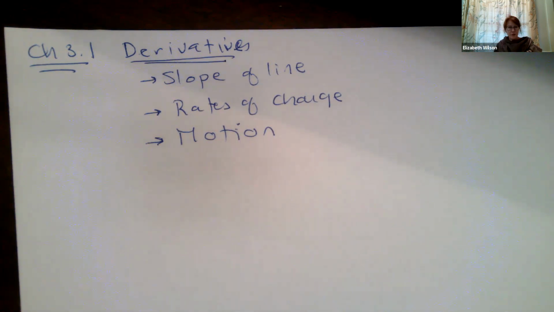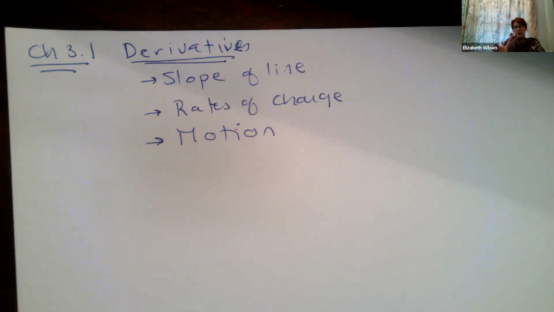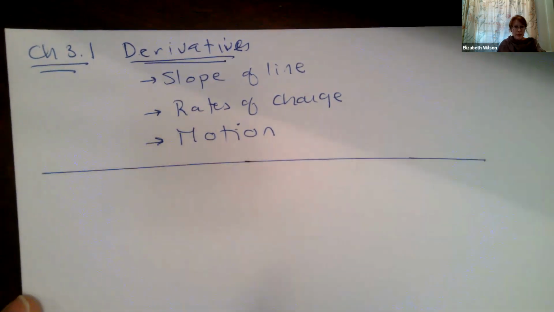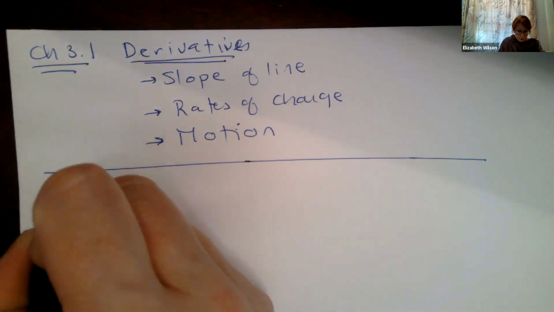So 3.1 is derivatives, 3.2 is integration, which is the other side of derivatives. So going backwards, it's like the antiderivative. And then 3.3 is differential equations. How do I combine derivatives and functions all in one equation? Okay, so let's start from the beginning and think about slopes.